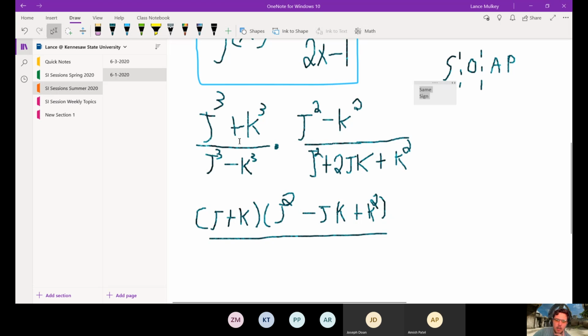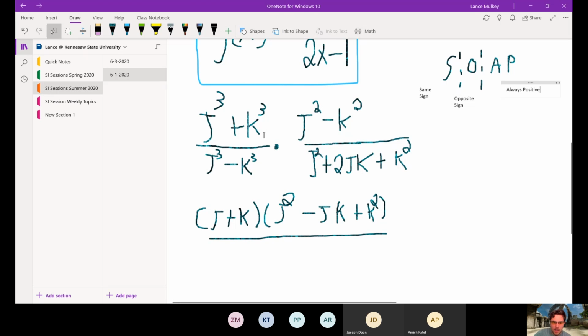So S means same sign. So you keep the same sign right here. See this plus sign? I kept it right here for this initial part. O is the opposite sign. So right here, that's a plus, so this one right here will be a minus. And then AP stands for always positive. So no matter what this sign is, this one right here will always be positive.